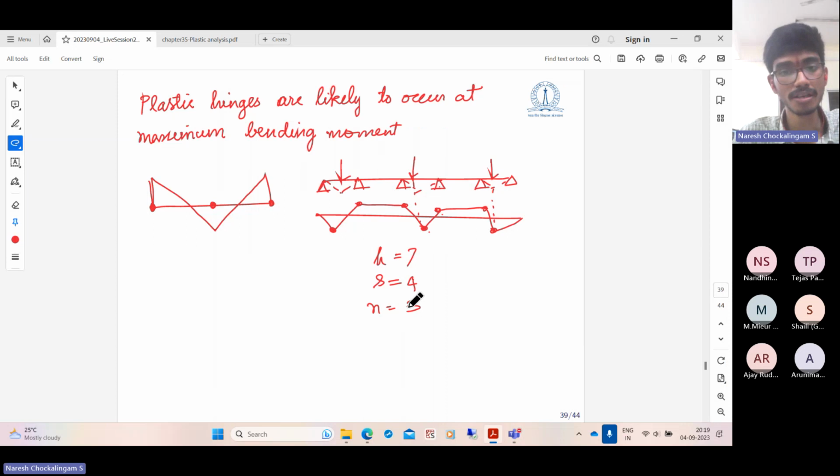So you don't need to know the number of mechanisms beforehand. If you can identify the sharp points in the qualitative bending moment diagram, that will usually be the number of hinges. That's all.